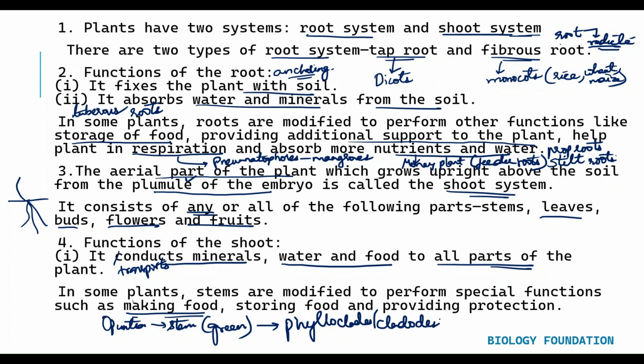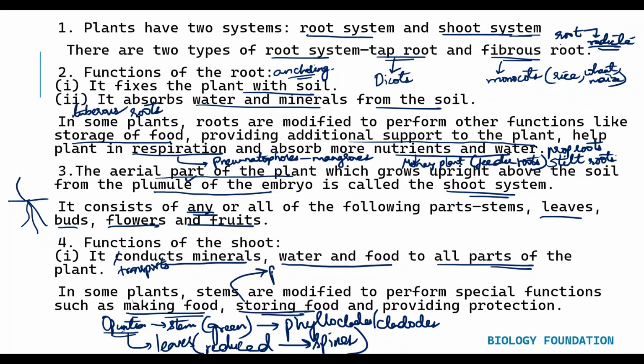Such specialized stems in Opuntia, we call them phylloclades or cladodes, that have been modified in order to perform photosynthesis. And in these plants, in Opuntia, the leaves are highly reduced into what? Spine-like, thorn-like structures, okay, spines. And in some members, the stem stores food.